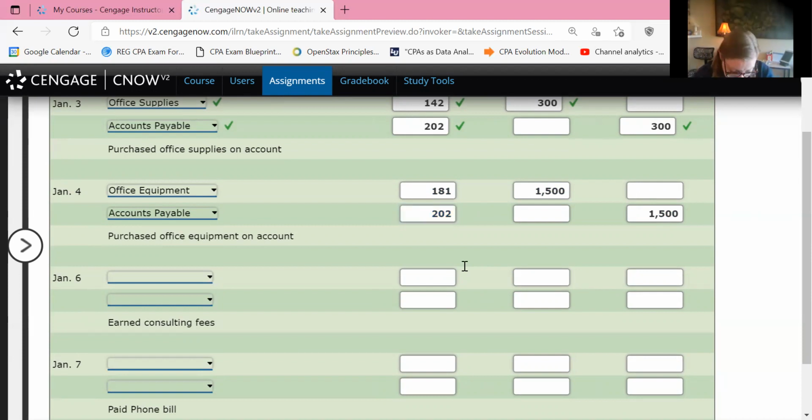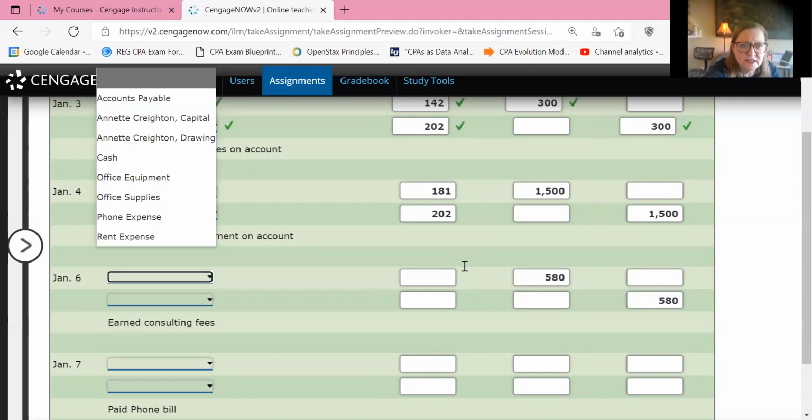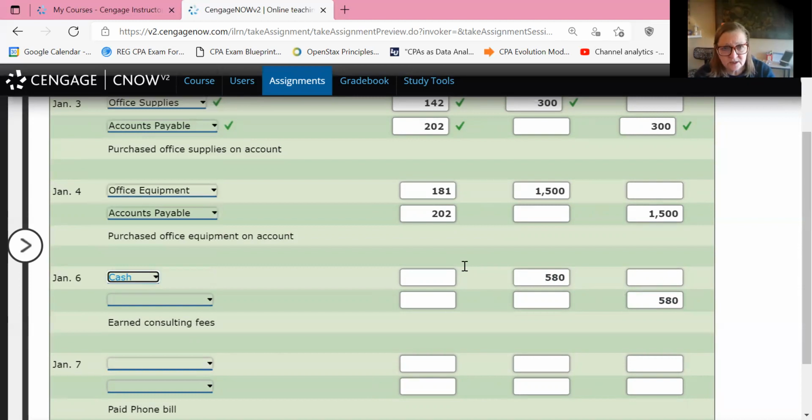And then January 6th, we received cash for services rendered for 580. If you don't know what account, if you draw a blank, put the amount in first. Then go back and say, okay, I got the amount. Now what just happened? Received cash. Oh, I know what that is. If you receive cash, it's always an increase to cash, which means a debit.